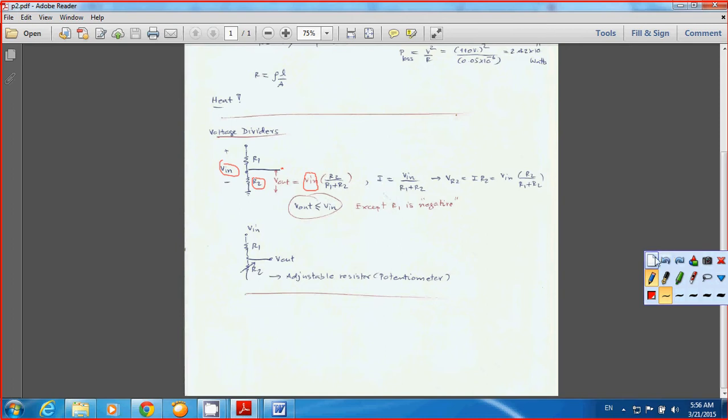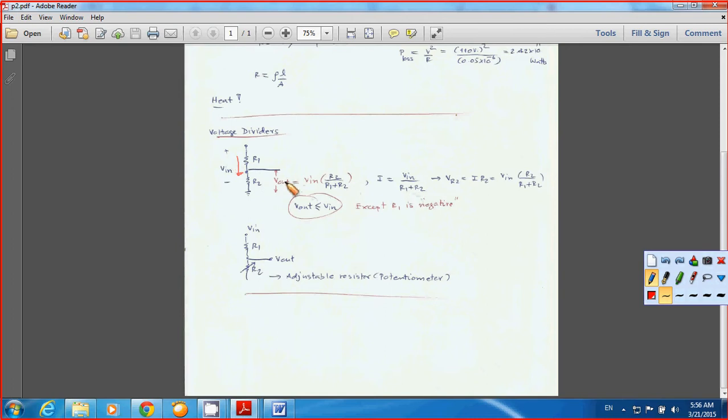To check V out from the voltage divider, you can just write down the equation like this. But if you want to prove it, you can take a look. You want to find V out. Since R1 and R2 are connected in series, you can find the current flowing through both R1 and R2. From Ohm's law, I is equal to V in over R1 plus R2.